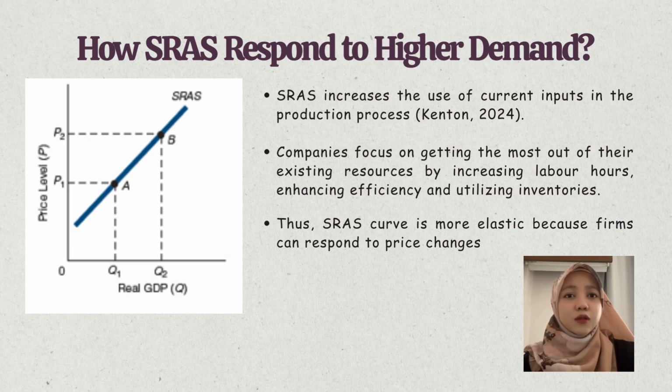And the third is utilizing inventory. Companies may draw down existing inventory to meet immediate demand. This adjustment allows companies to increase supply quickly and respond to demand changes. However, these measures have limits, since extended overtime can lead to worker fatigue, which can result in inefficiency over time. In summary, the short-run aggregate supply curve is more elastic because firms can respond to price changes by maximizing the use of their current inputs, even though the capacity for expansion through new investment is constrained.